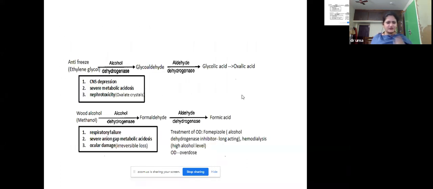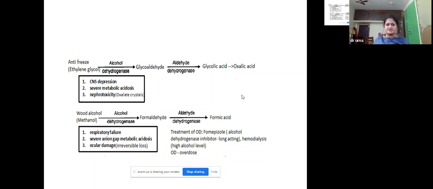And with ethylene glycol, alcohol dehydrogenase converts it into glycoaldehyde. Aldehyde dehydrogenase converts it into glycolic acid and oxalic acid. This oxalic acid forms crystals in the kidney. They produce nephrotoxicity, CNS depression, and severe metabolic acidosis.